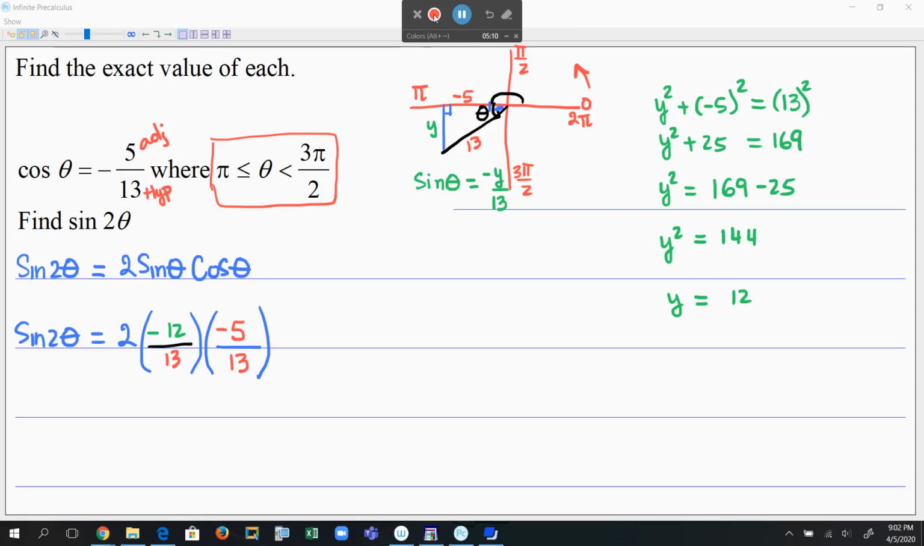Go ahead and multiply these three fractions. Again, if you don't see the denominator, by default it's 1. So 2 times negative 12 times negative 5 gives us positive 120 over 169. That would be our answer. Let's look at the next example.